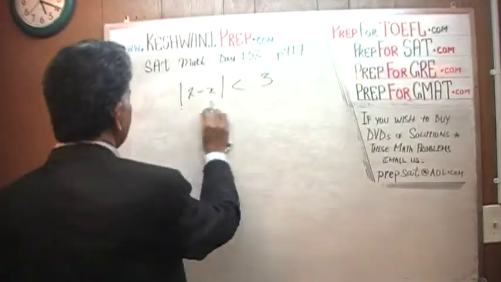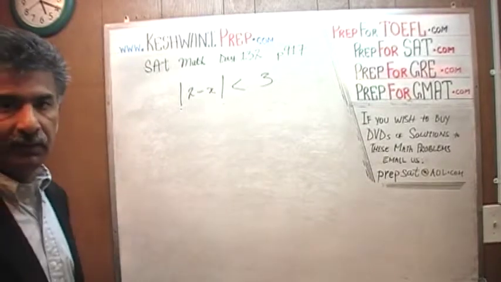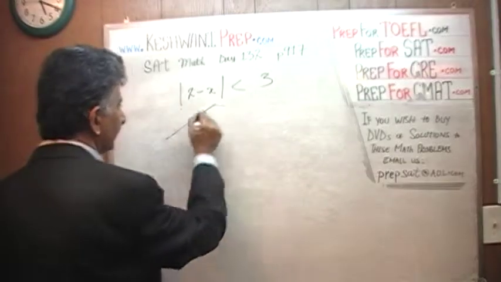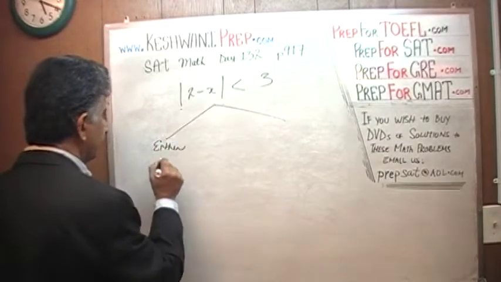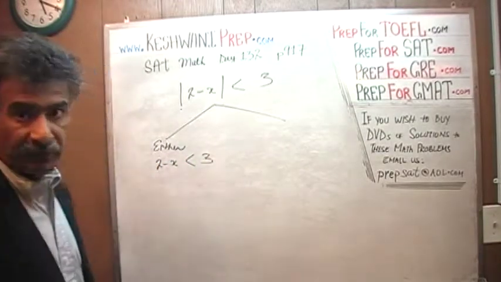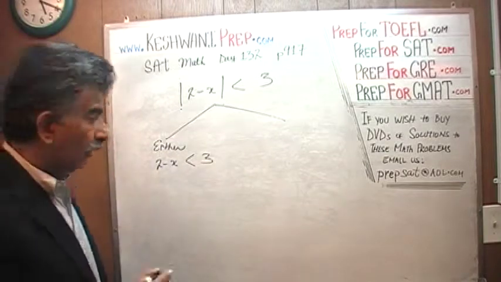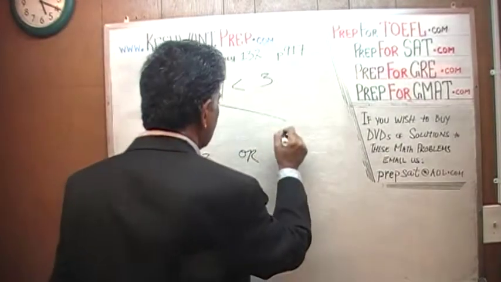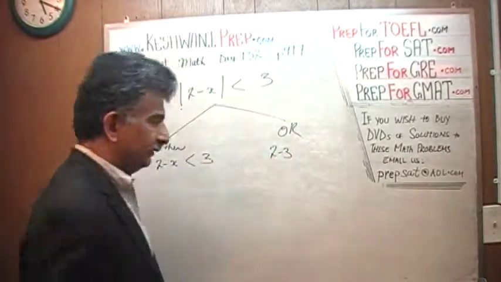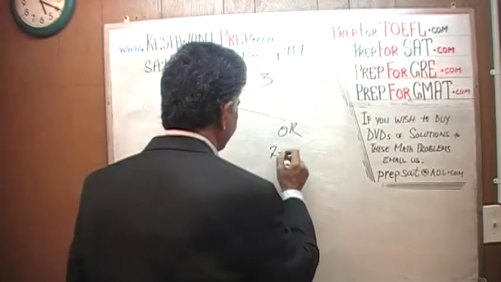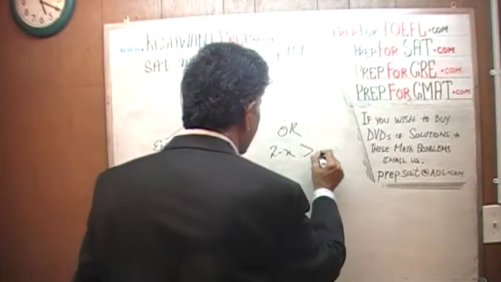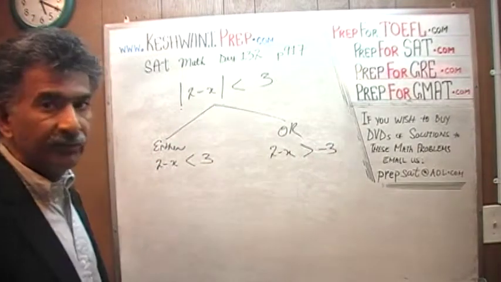So what does it tell us when we are told that the absolute value of something is less than 3? This quantity here, 2 minus x, we are told, is less than 3. What this tells us is that either 2 minus x is less than 3, which is very straightforward, if this quantity happens to be positive, or it is also possible that 2 minus x may turn out to be a negative number, in which case this will have to be greater than negative 3. This is the tricky part that we have to understand.